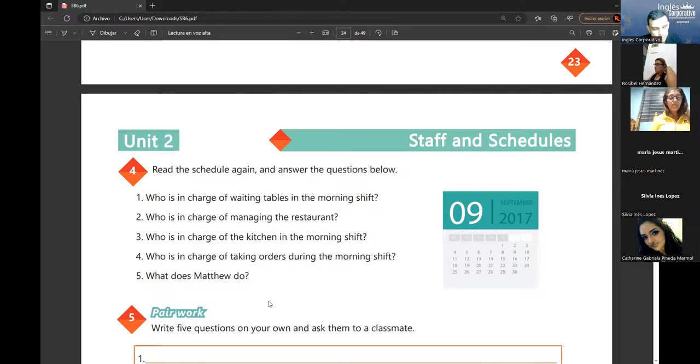Number 4, who is in charge of taking orders during the morning? Jorge Milano and Carlos Guardia. Yes. Take orders. It's number 4.